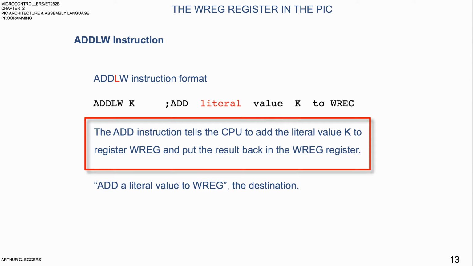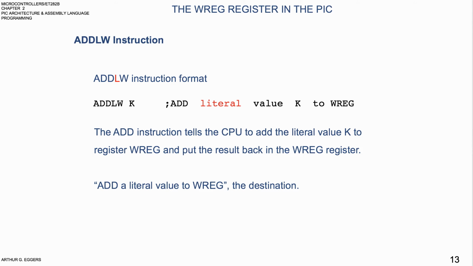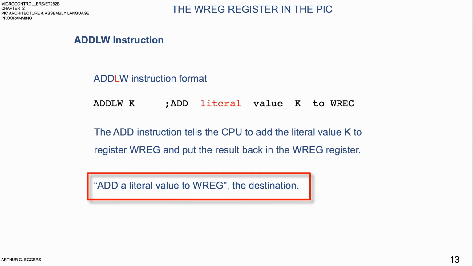The add instruction tells the CPU to add the literal value K to the working register, W reg, and put the result back into the working register. So it's keeping it right there in that working accumulator register. It's not moving it anywhere else. So once you add, it just stays right there. So it's accumulating in value. Notice that in the add LW, first comes the letter L for literal, and then comes the letter W for the working register, which means add a literal value to the working register, the destination.